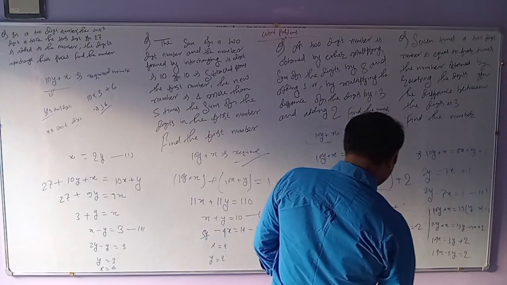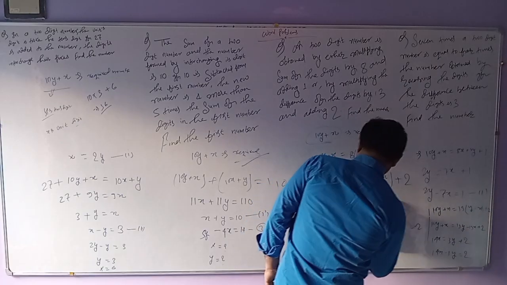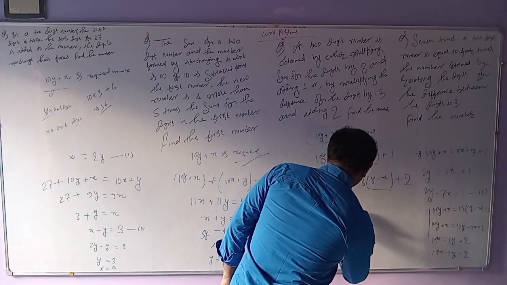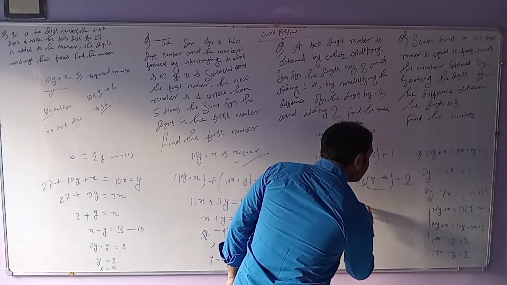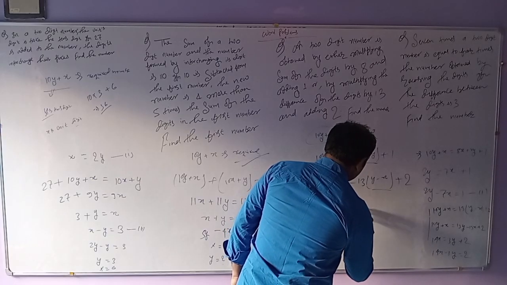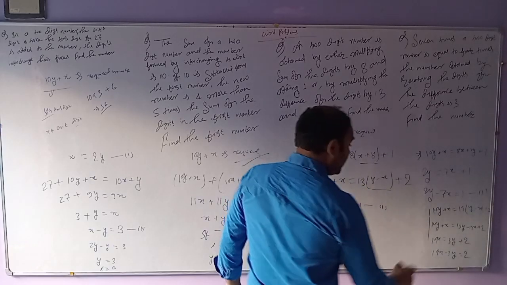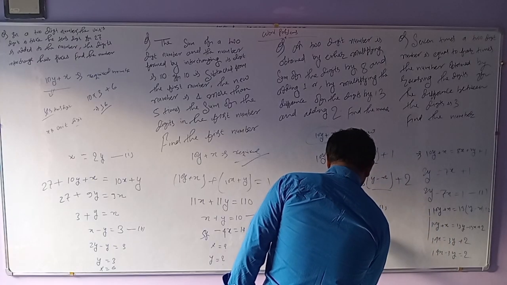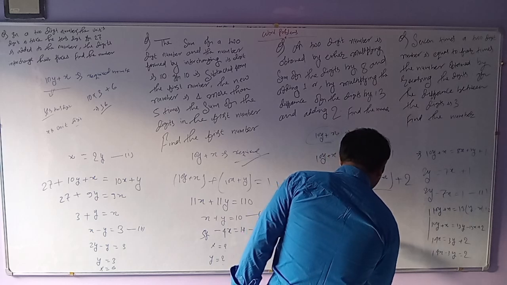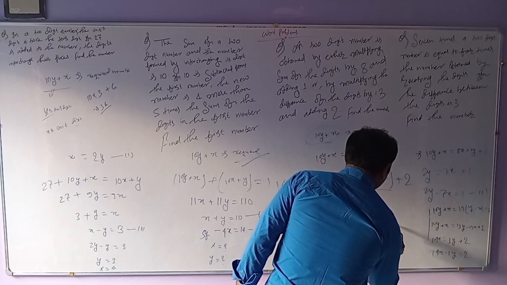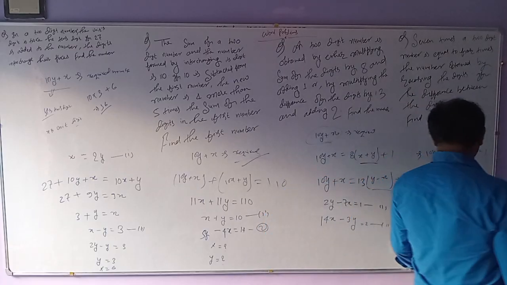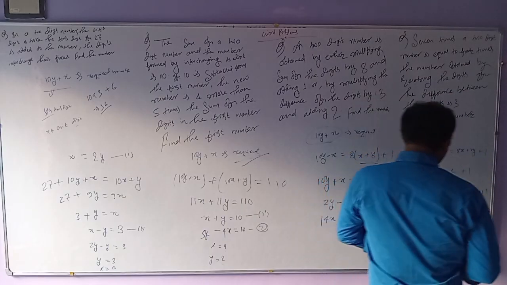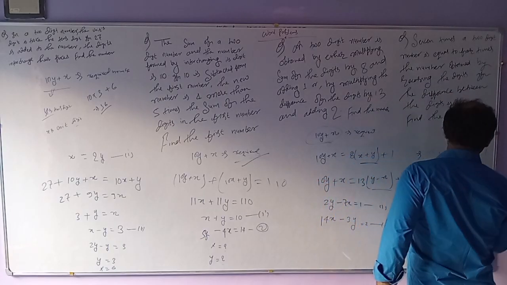So we get the first and second equations: 2y minus 7x equal to 1, and another equation, 14x minus 3y is equal to 2. When we compare both equations, we get the values of x and y, and putting them into the required number, we get the required number.